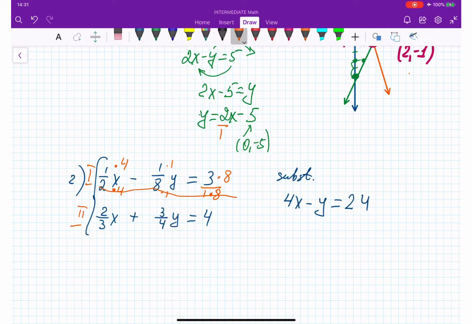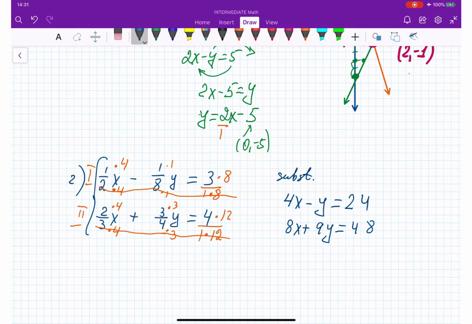Same thing we are going to do with the second one. So we have 3 and 4. The denominator is going to be 12, which means 3 I'm multiplying by 4 and 4 I'm multiplying by 3. And then the denominator is 1, which means I have to multiply by 12. Let's watch it here. 3 times 4 is 12, 4 times 3 is 12, and 12. And we have left 2 times 4 and x, it's going to be 8x plus 9y equal 48.